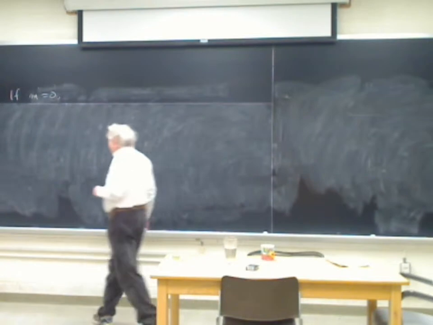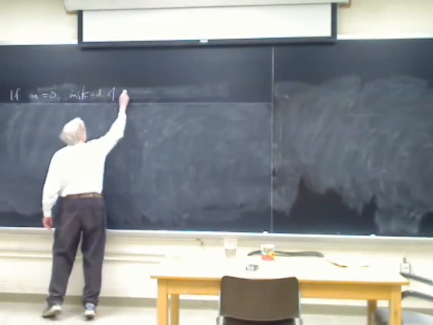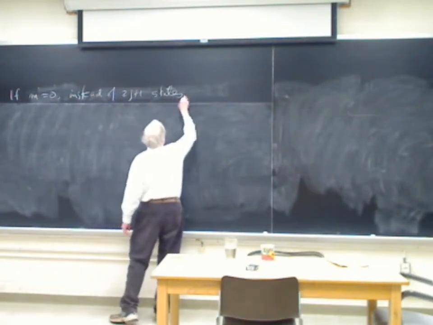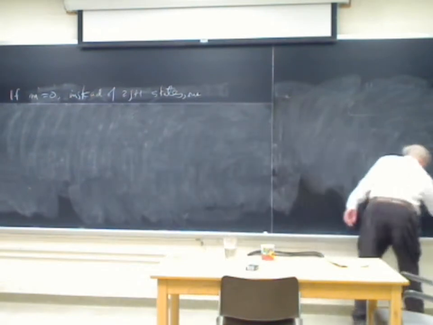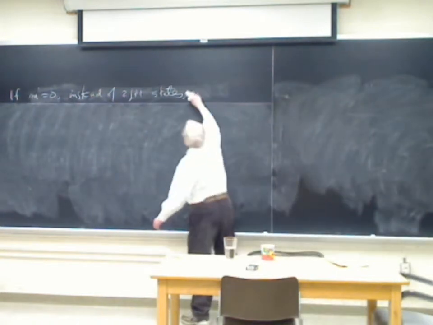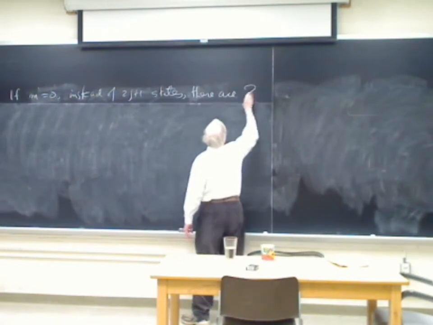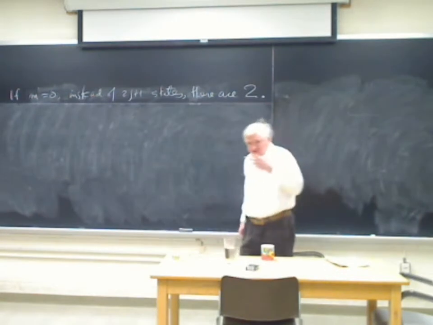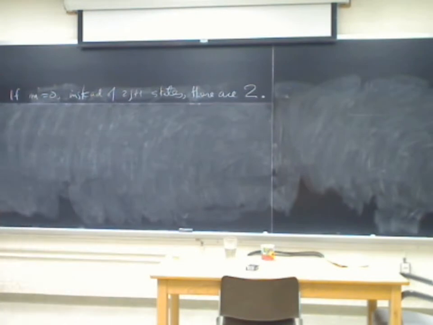Instead of 2j plus 1 states, there are 2. This is the case, of course, for the photon, and also for the graviton, and for any other mass 0 particles.